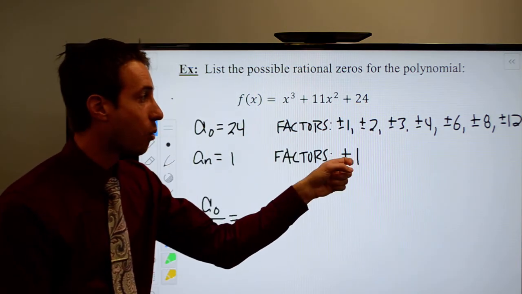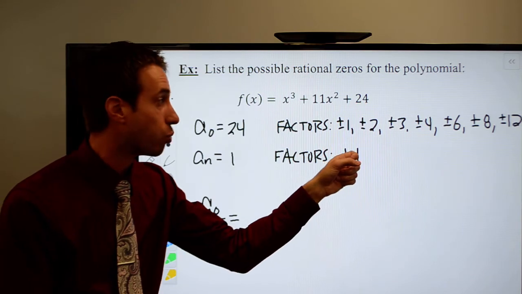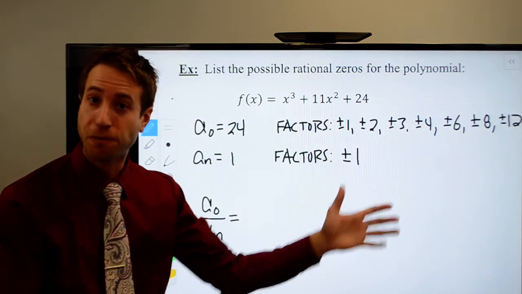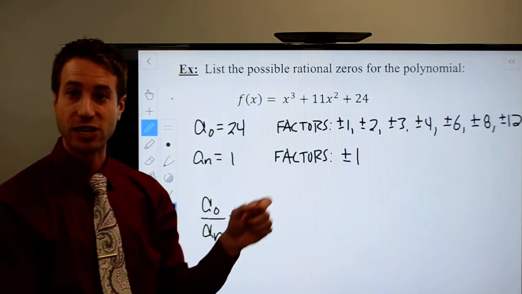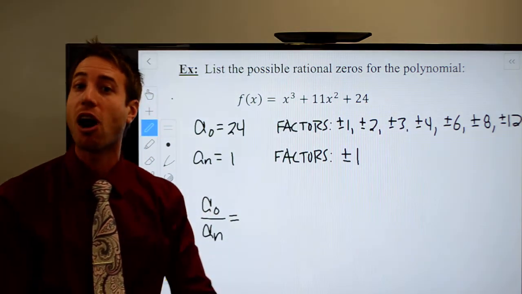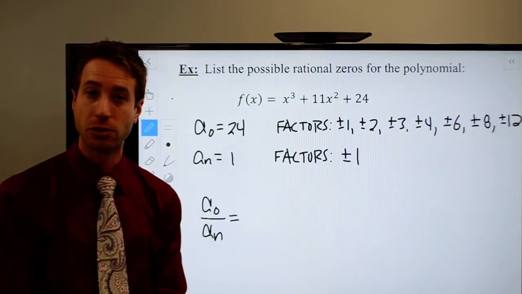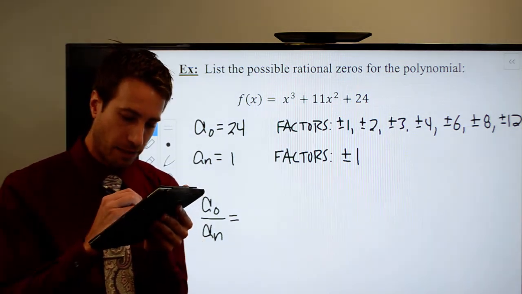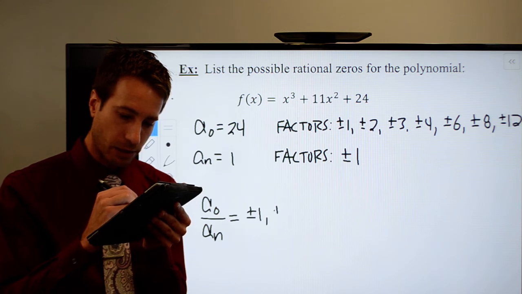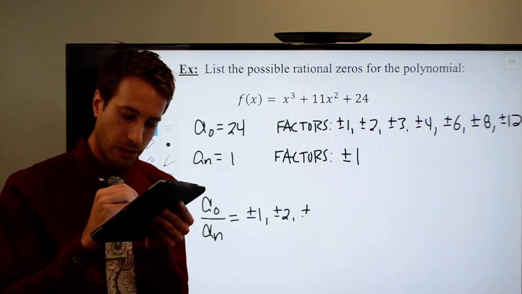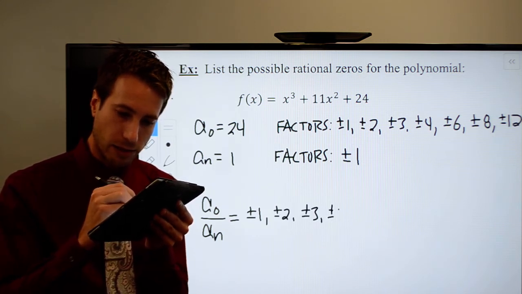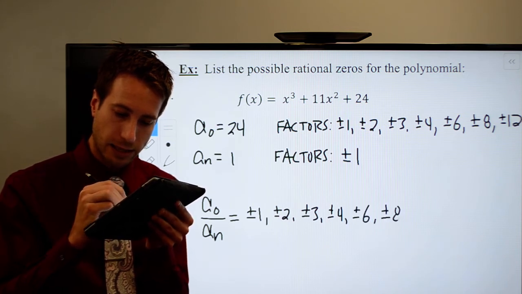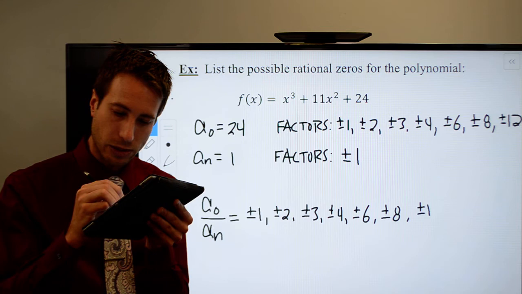Because 1 divided by 1 is 1, 2 divided by 1 is 2, 3 divided by 1 is 3, 4 divided by 1 is 4, right? Whenever that leading coefficient is a 1, your list of possible rational zeros is just going to be whatever a naught is. So my list: plus or minus 1, plus or minus 2, plus or minus 3, plus or minus 4, plus or minus 6, plus or minus 8, and plus or minus 12.